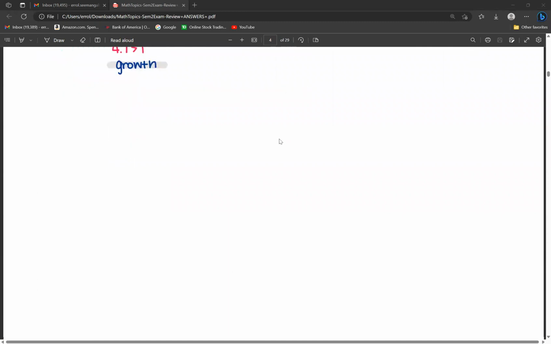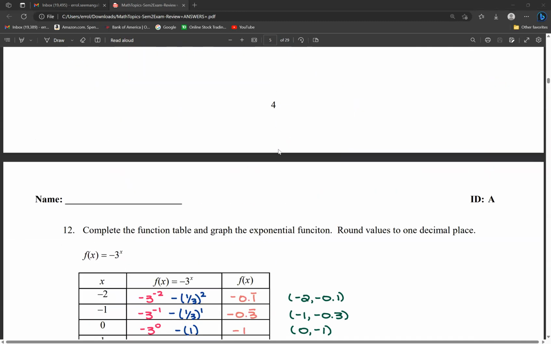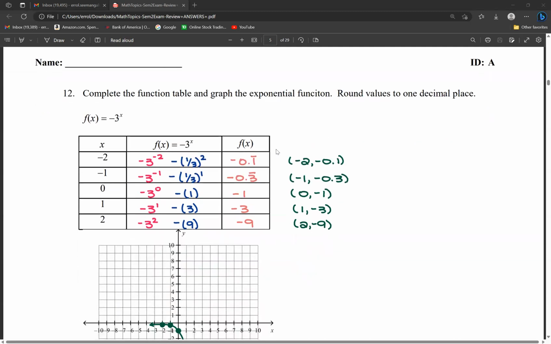You good on 10 and 11? And then 12, I have a question. 12. Complete the function table and graph the exponential function, rounding values to 1 decimal. Okay. So the -3, it's -3 to the power of whatever the x is. Yes.